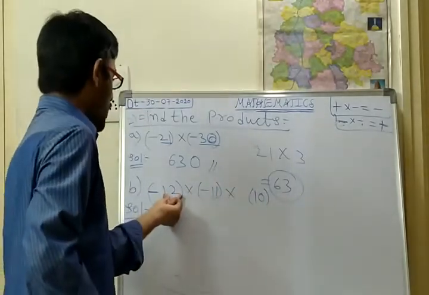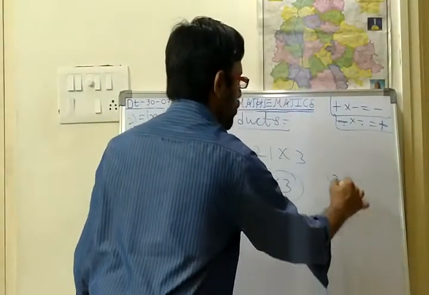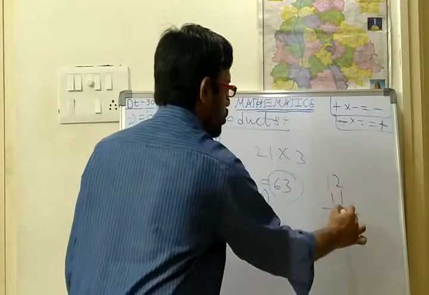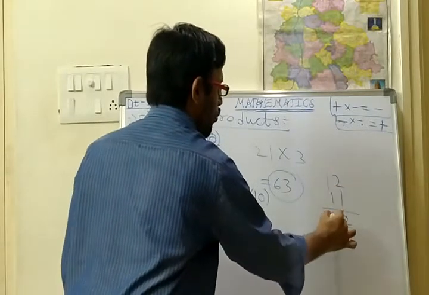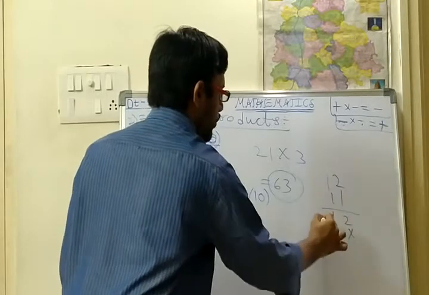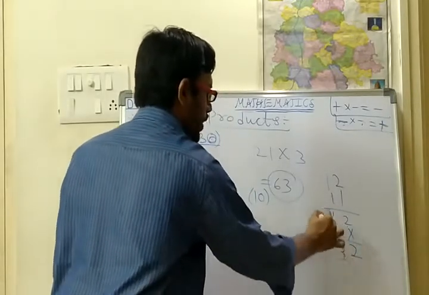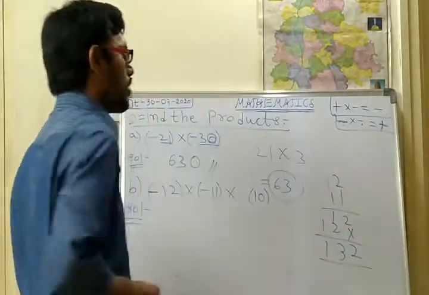First of all, what is 12 into 11? Try to do 12 into 11. 1 into 2, 2. 1 into 1, 1. Add these two. So 2, 2 plus 1, 3, 1. So 132 is the answer.